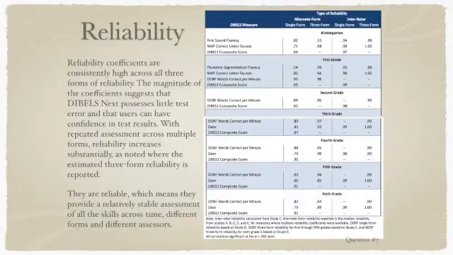Reliability coefficients are consistently high across all 3 forms of reliability. The magnitude of the coefficient suggests that DIBELS Next produces little test error and that users can have confidence in the test results. With repeated assessments across multiple forms, reliability increases substantially. As noted, this is where the estimated 3-form reliability is reported.